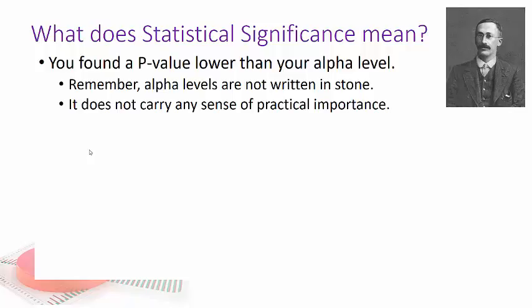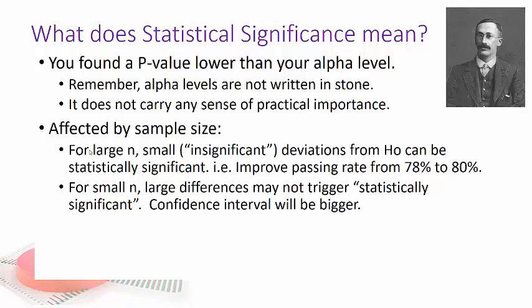Just because something is statistically significant does not mean that it is truly significant in terms of importance. For example, statistical significance can be affected by sample size. If I have a large n, small deviations from H0, which may not really matter to me, will actually show up as statistically significant. And I might say, that's not really good enough for what I'm looking for. For example, improving a passing rate from 78 to 80%. Depending on how much effort is required for that extra 2%, that may not be significant to me.